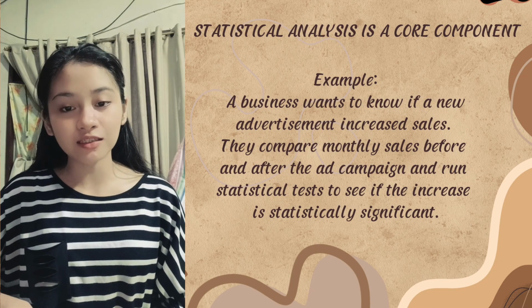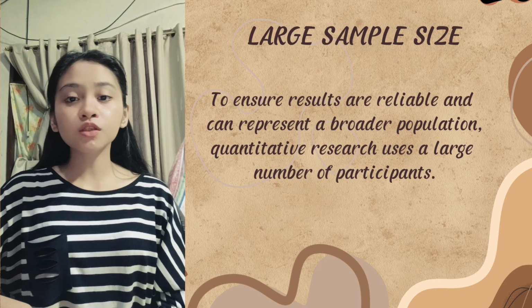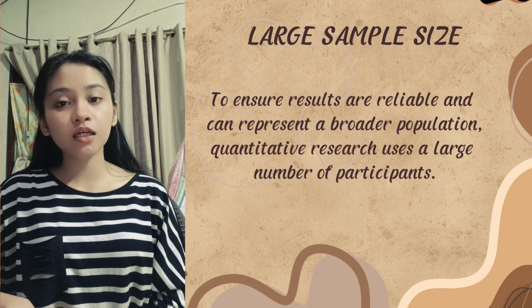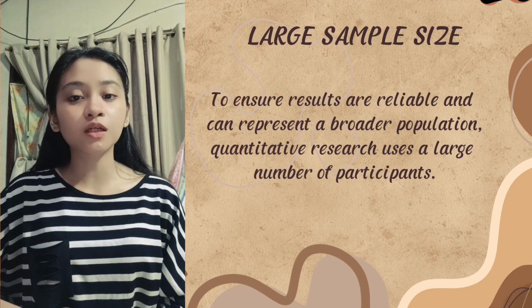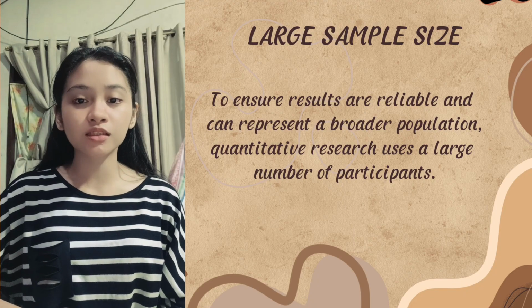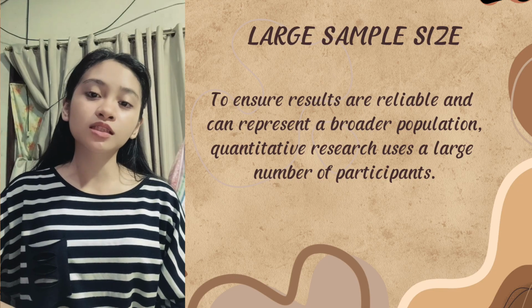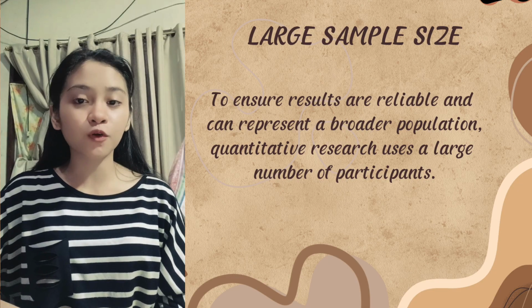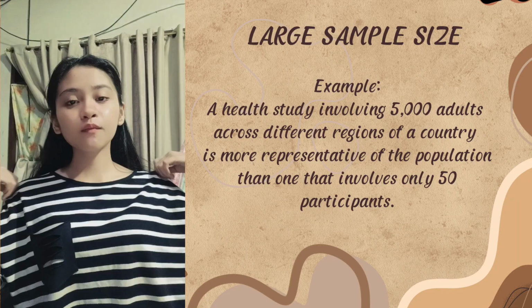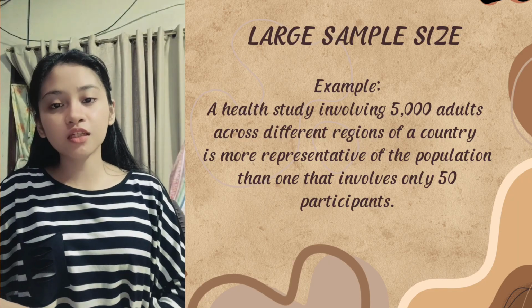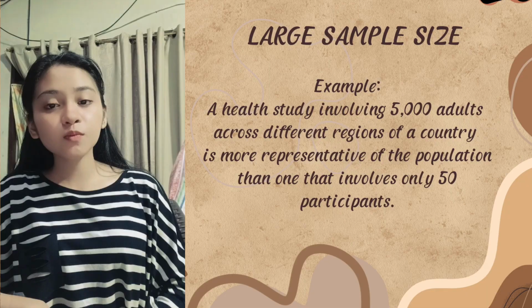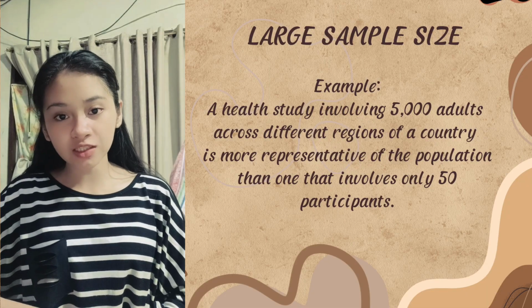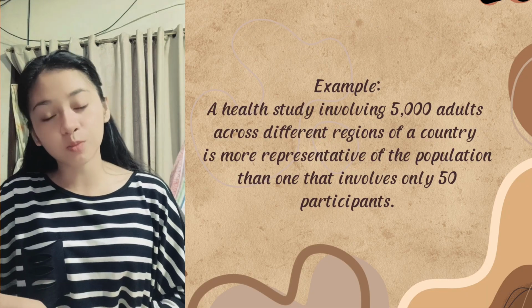statistically significant. Quantitative research uses large sample size to ensure the results are reliable and applicable to a larger group. Quantitative research often involves a big number of participants. Large samples reduce the chance of errors and allow for better generalization. An example given is a health study that involves 5,000 adults across different regions of the country, which is more representative of the population than one that involves only 50 participants.